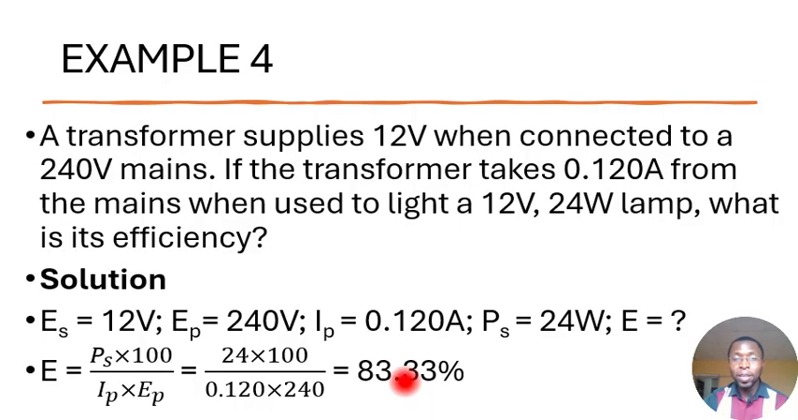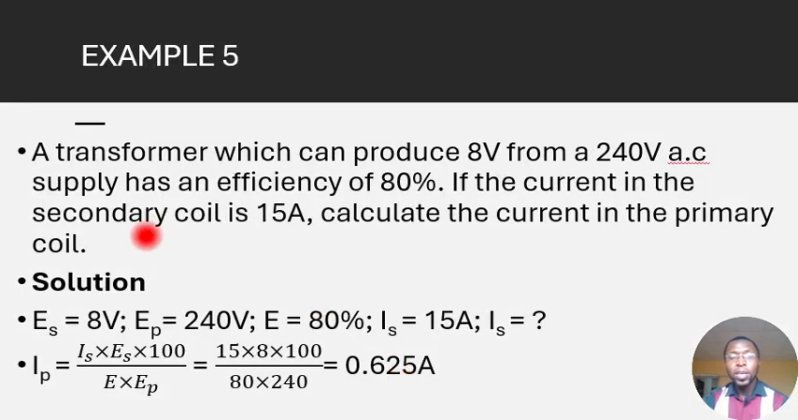Yes, let's take the last example for today. It goes there's a transformer which can produce 8 volts from a 240 volt AC supply and has an efficiency of 80%. If the current in the secondary coil is 15 ampere, calculate the current in the primary coil.